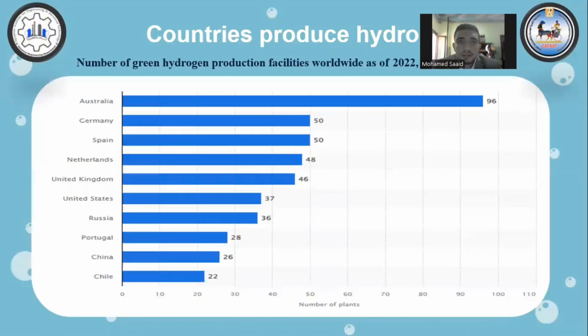The countries that have production of green hydrogen and have facilities of green hydrogen production. Now Australia has 96 facilities of green hydrogen production. Germany and Spain have 50 facilities of green hydrogen production. New Zealand has 48.